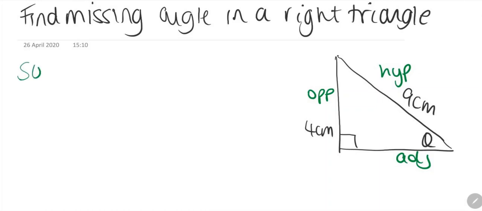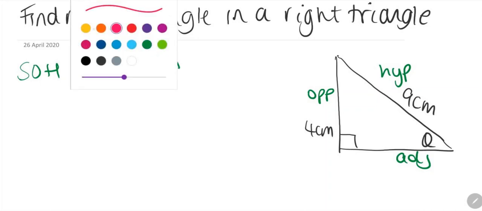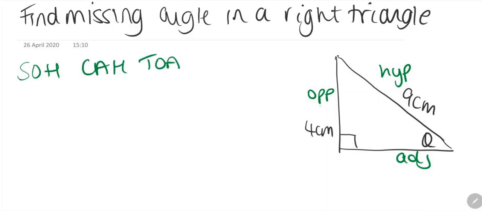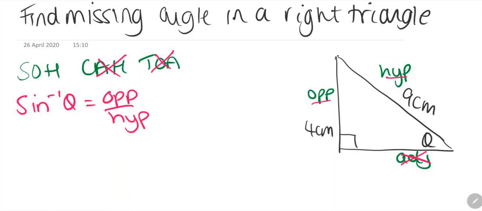So I'm going to write my formula. SOHCAHTOA. And we're going to see which formula we don't need. Now I need hypotenuse and I need opposite. I don't need adjacent. So anything with an A, I can cross out. So I'm going to use sine. Now because we're finding an angle, it's going to be sine to the -1. So this is the inverse of sine to find the angle. And this is equal to opposite over hypotenuse.